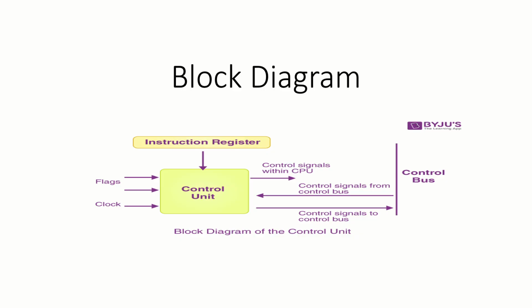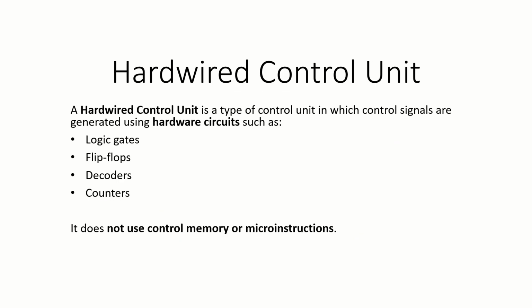And now let's discuss its outputs. There are two outputs. The first one is the control signal within the CPU. It causes data movement from one register to another register, and activates specific ALU functions like addition, subtraction, multiplication, modulus, etc. Then there is the control signal to the control bus, which sends control signals to the memory through the system control bus. I hope you guys understand this block diagram.